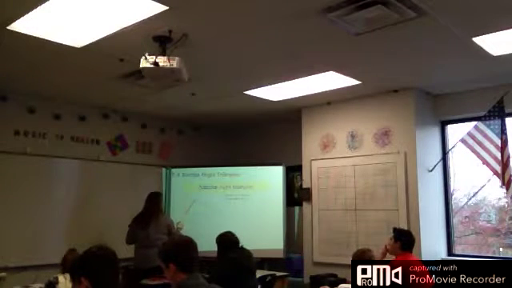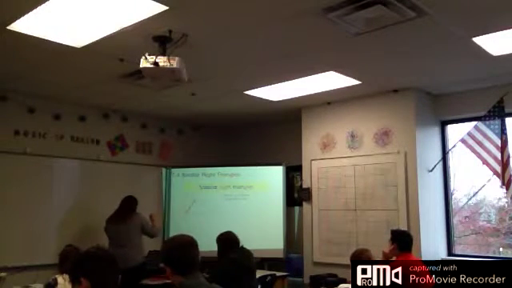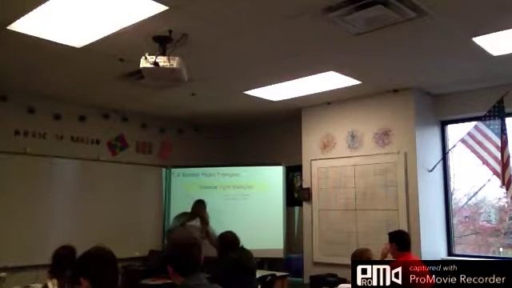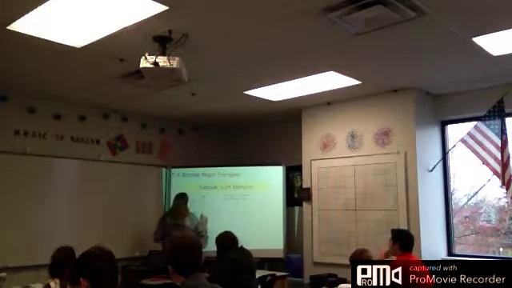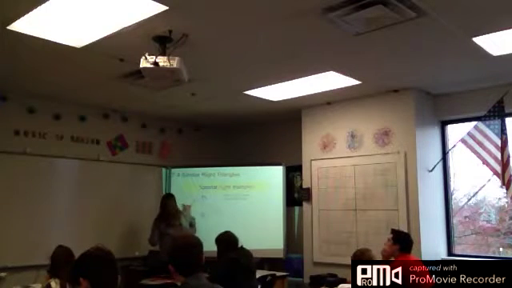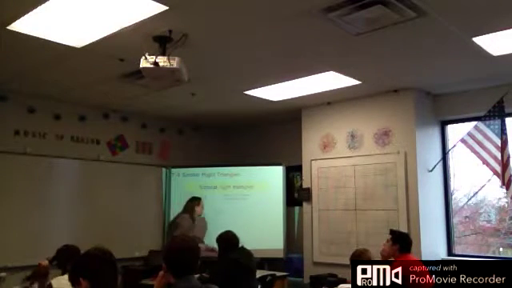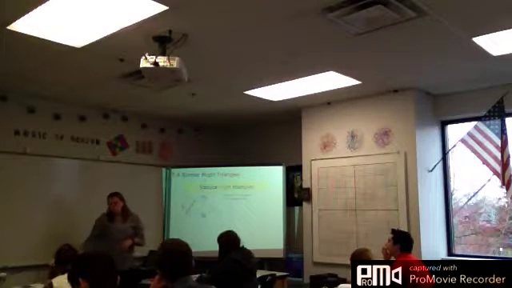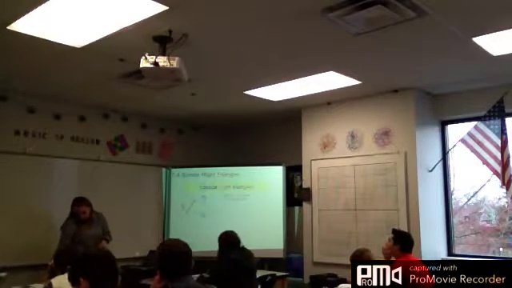This is 13, that's 12, and the other side is 5. So I have 13, 12, and 5. What do you think we could do to figure out what WY is? Any suggestions, any ideas?